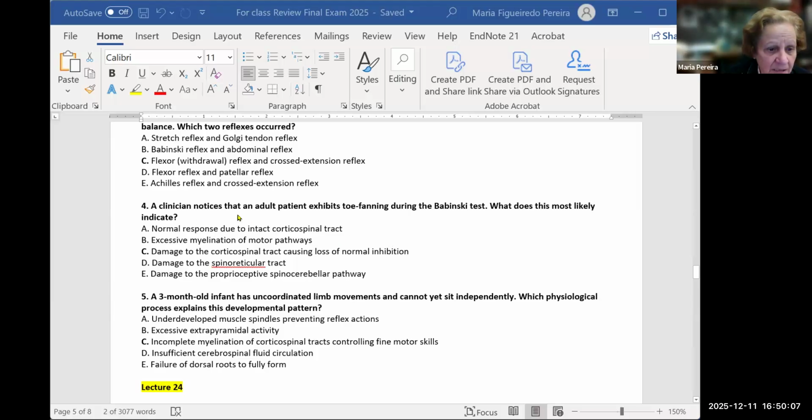A clinician notices that an adult patient exhibits toe fanning during the Babinski test. So that means there's something. What does this most likely indicate? Damage to the corticospinal tract. A normal person will not have this toe fanning response. So the Babinski test indicates damage to the corticospinal tract, causing loss of normal inhibition.